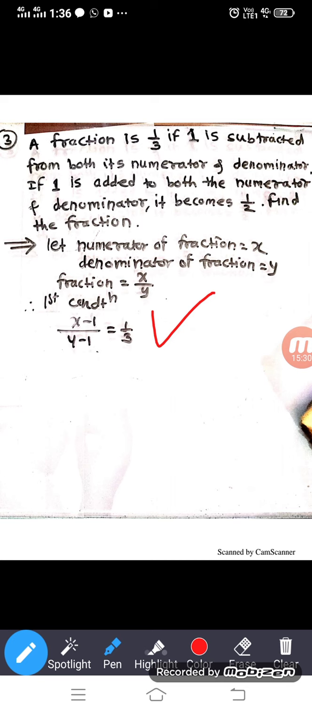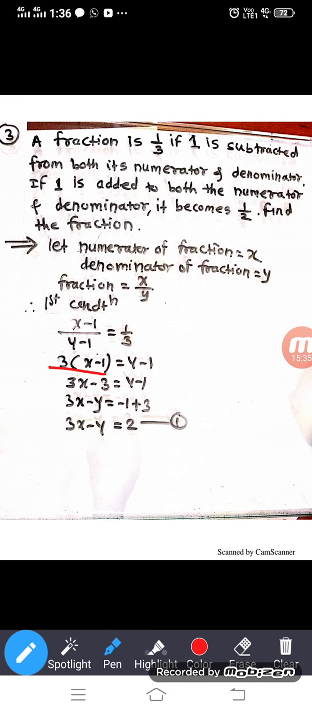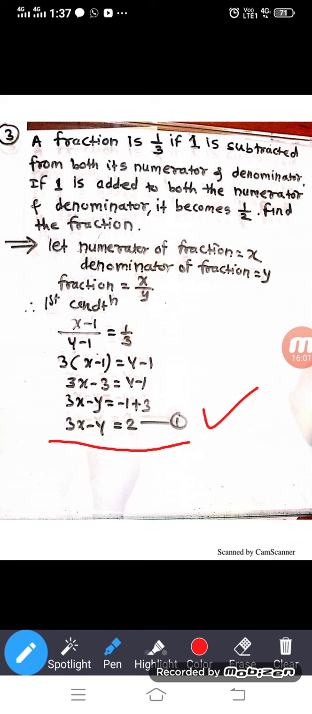Here cross multiplication: 3 multiply x minus 1 is equal to y minus 1 multiplied by 1. 3 multiply each and every term in the bracket. 3 into x is 3x minus 3 is equal to y minus 1. Plus y goes on this side, we get 3x minus y is equal to minus 1 plus 3, that is plus 2. Then we get equation number 1, 3x minus y is equal to 2.